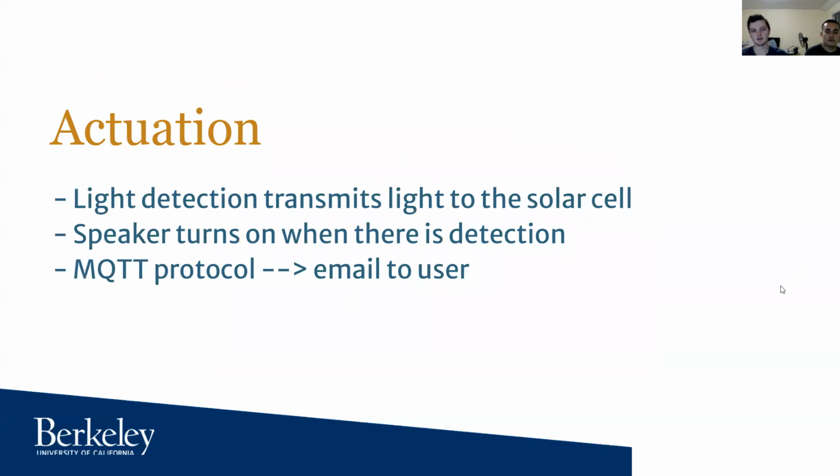Right, so for the actuation, like Alex said, once we get that light detection, we get data from a solar cell, which then goes to the speaker, which kind of makes the detection. Furthermore, we have an MQTT protocol, which sends data to Adafruit. From there, we have an IFTTT sensing that, and that sends an email to the user alerting them that someone has walked by.